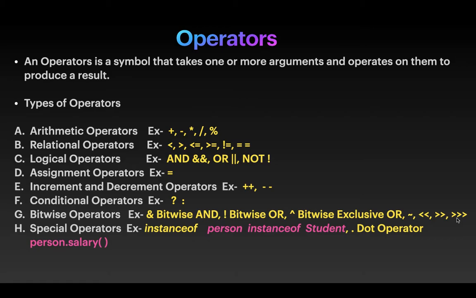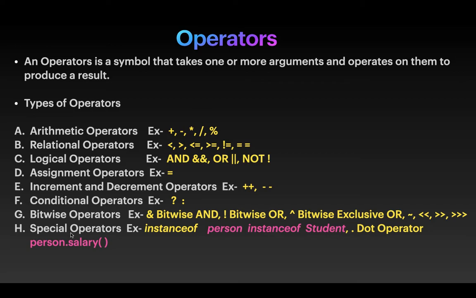Then we have the and, or, and not operations: this is bitwise and, this is bitwise or, and this is exclusive or. And this is one's complement and all. So basically we don't use these in our programs more often.